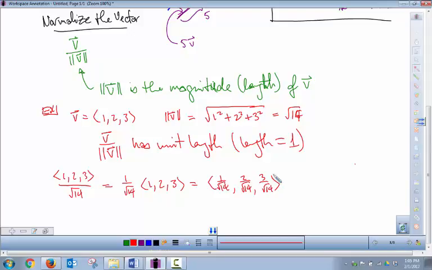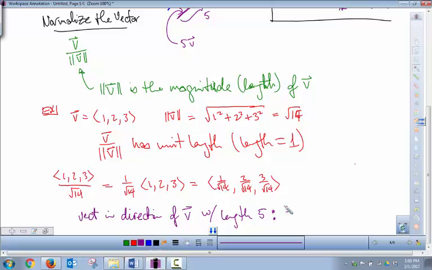All right, where are we? So finding the length. So this is a unit length. If you were to take the magnitude of this, you'll see that the magnitude is going to equal 1. And so now to find a vector in the direction of v with length 5, then I just need to multiply this whole thing by 5.